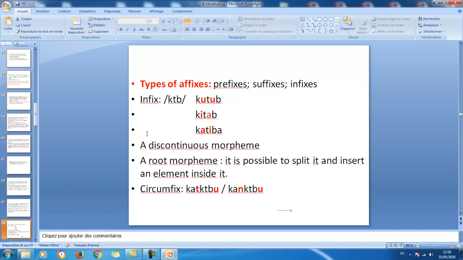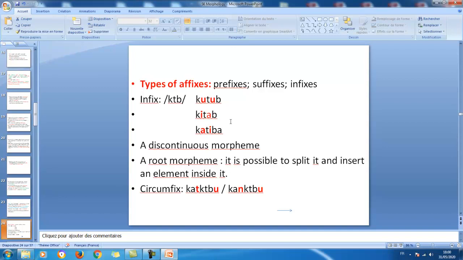Now let's talk about types of affixes, including prefixes, suffixes, infixes, and other things later on. Now let's try to consider infix. This is the example from Arabic. Ktb is the three literal root. Look, kutub, kitab, katiba. So here we are inserting things inside the root, inside the morpheme ktb, the word ktb, to obtain other meanings. Kutub, the plural of book, kitab, book, katiba. Okay, so he wrote.